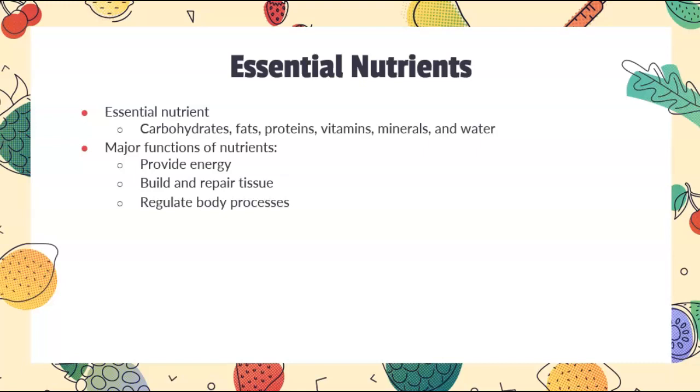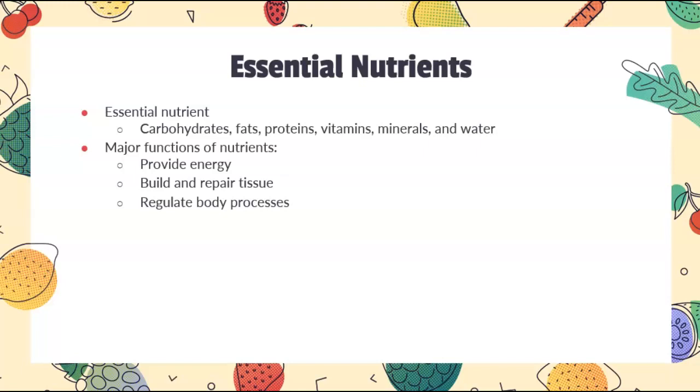When they provide energy, a kilocalorie or kcal is a measurement of energy. So if a food has X number of kilocalories, it provides that amount of energy. Only carbohydrates, fats, and proteins will provide energy. Carbs and proteins provide 4 kilocalories per gram, whereas fat provides 9 kilocalories per gram.